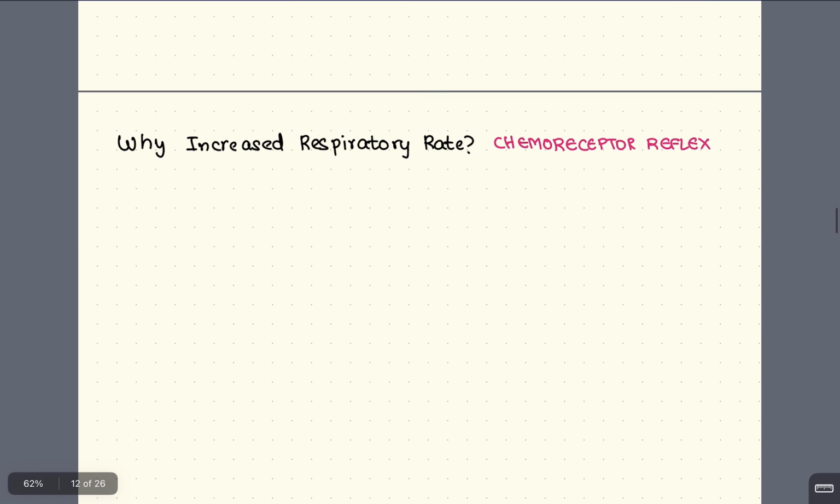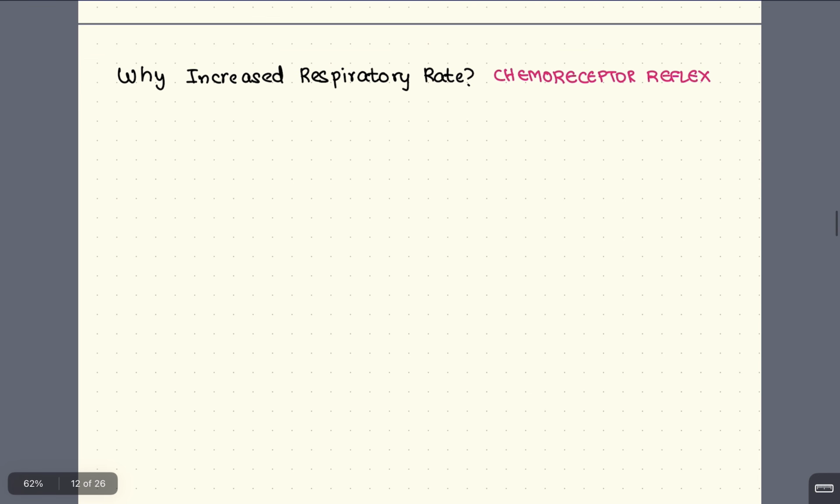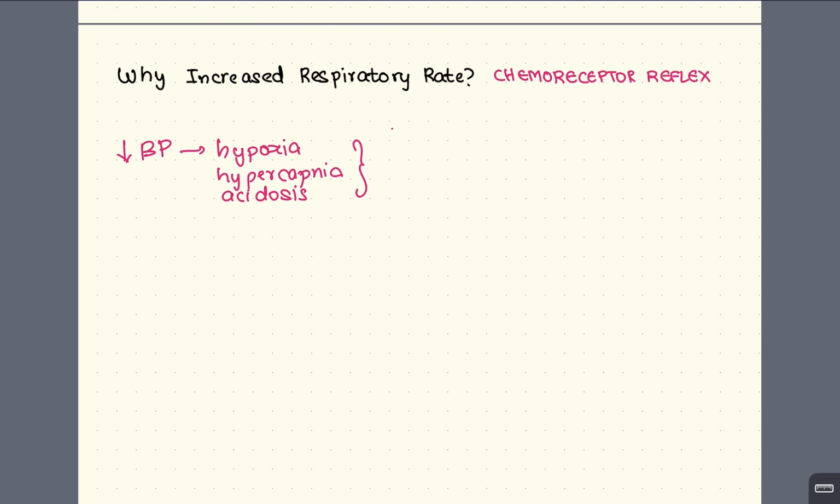Next, increased respiratory rate. Now here, when they ask about increased respiratory rate, you have to write up the chemoreceptor reflex. Now what is this reflex? So what is the main problem? Again, here there's a decrease in BP. Now because of decrease in BP, there is hypoxia, there is hypercapnia, and acidosis. Now because of all of these, what does it do?